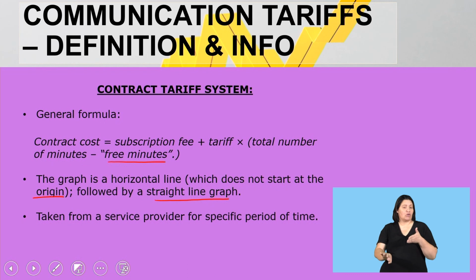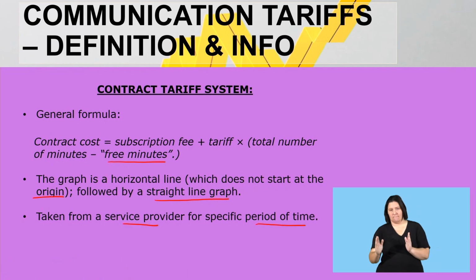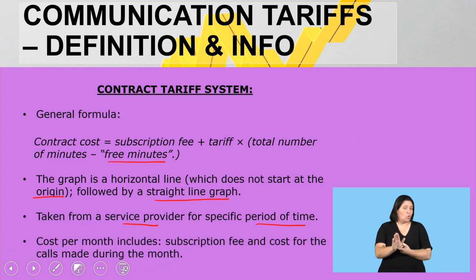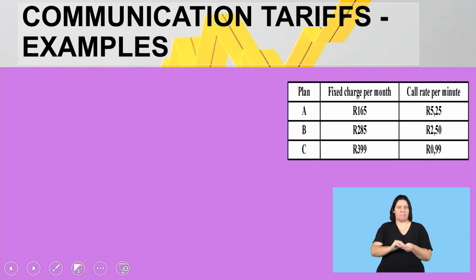Normally, a contract is taken from a service provider for a specific period of time, and that is normally 24 months. Also, the cost per month includes your subscription fee and the cost for the calls made during that specific month. Now let's quickly put all of this into practice.